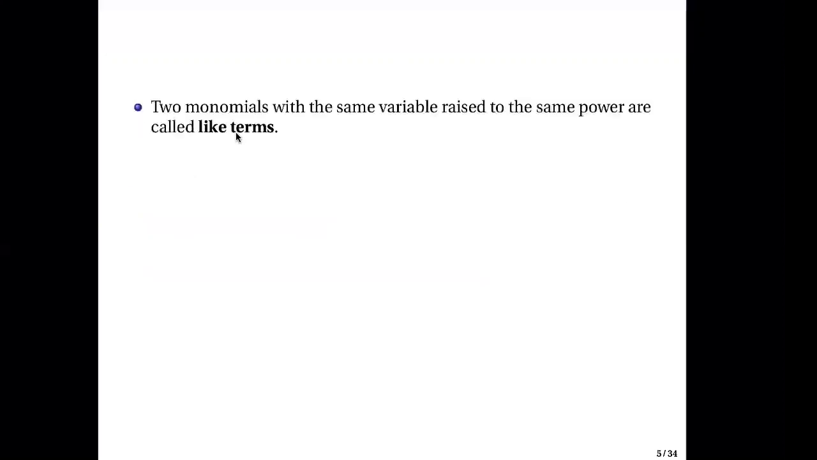Two monomials with the same variable raised to the same power are called like terms. So for instance, we have 3x cubed and negative 2x cubed. The variables are x and x, and the exponents for those variables are both 3. So we call these two monomials like terms.